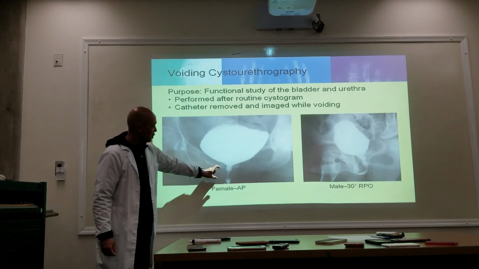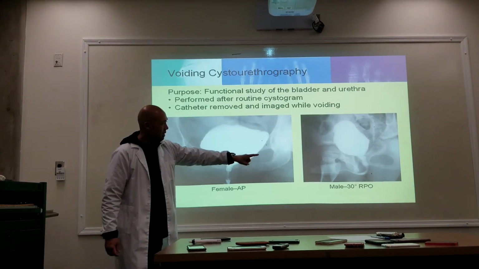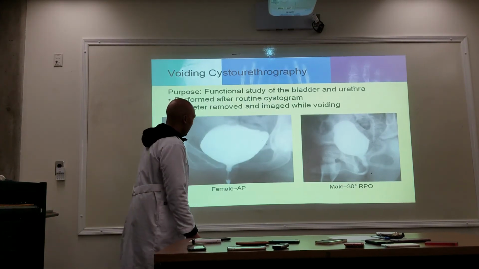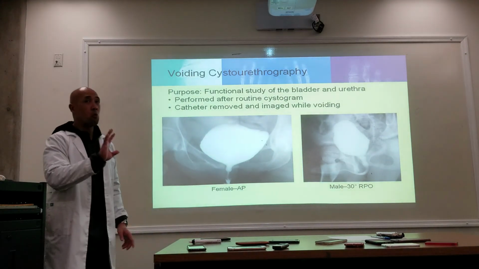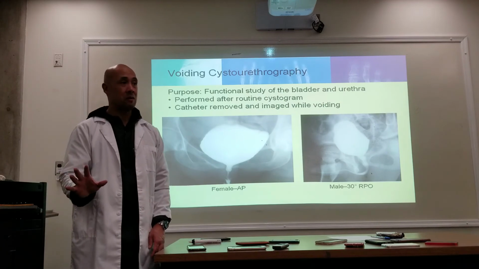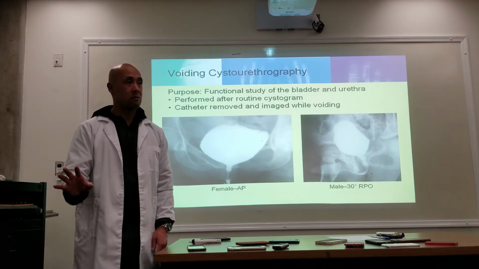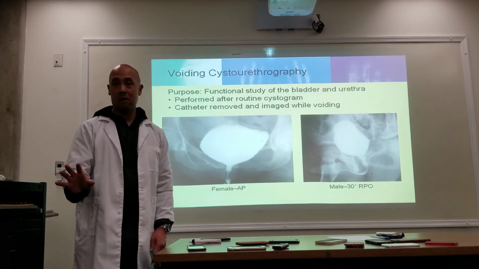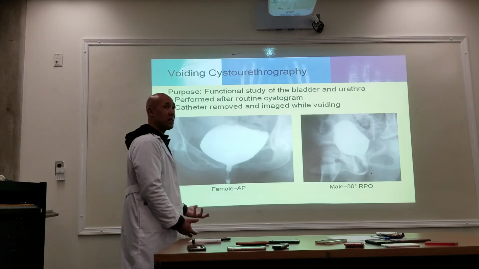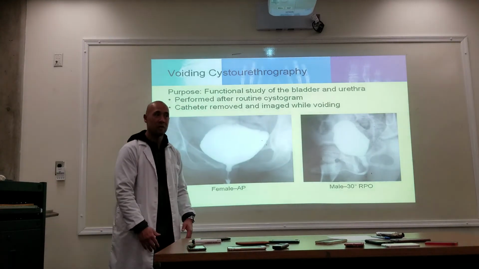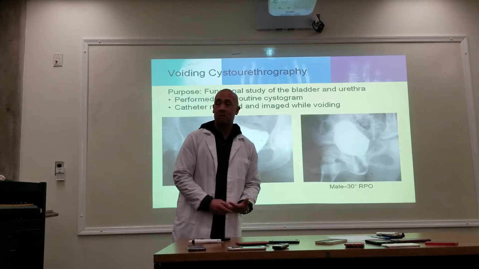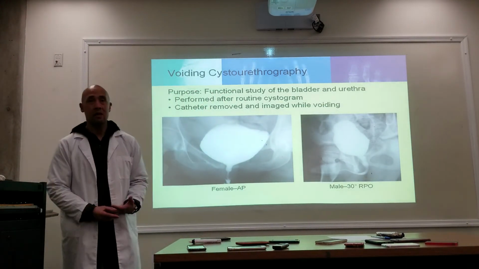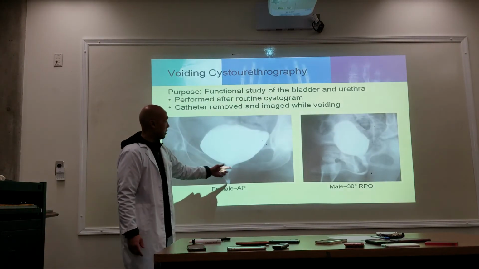So females have a shorter urethra. Males have a longer urethra. If we're doing a voiding cystogram, it's only one position for females. They're on their back, legs slightly apart, because we want the urine to drain out without them getting all messy between their legs. So they're going to empty out in a receptacle, a bedpan, and they're going to urinate.